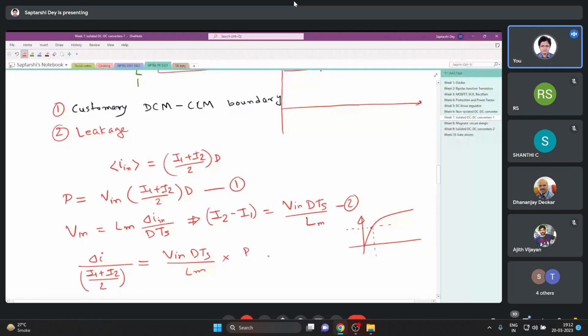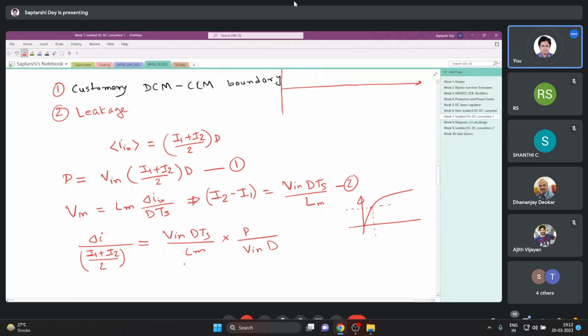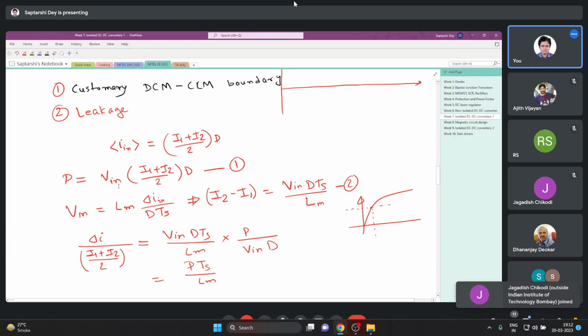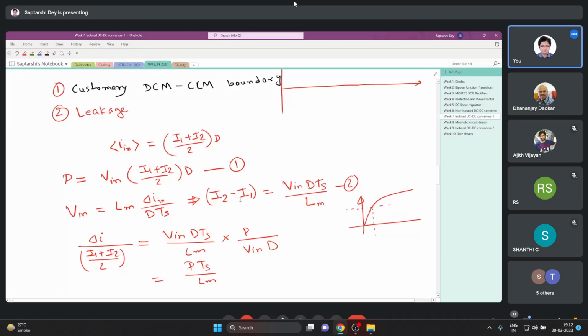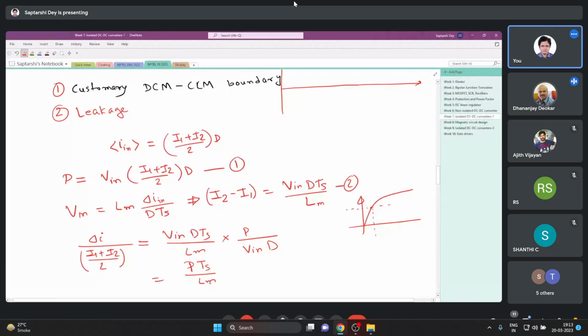P by Vin D. So what I am getting from here is Vin D goes away, so power times Ts by Lm, right? Is the dimension matching? No, the dimension is not matching, something is wrong. Voltage into current is power. V is L di by dt. Vin and D is gone. Power times T is energy. Energy by L is one half of Li squared divided by d Ts.